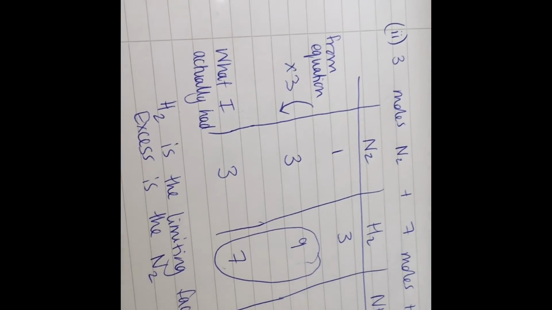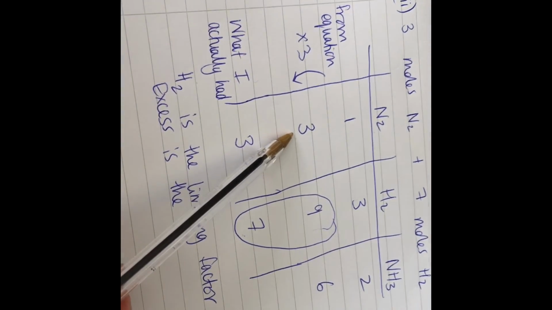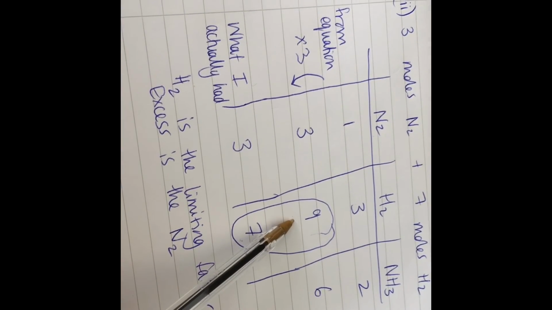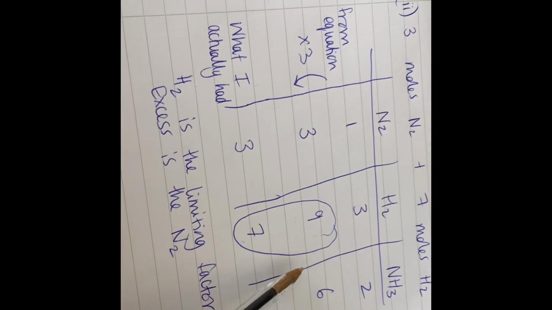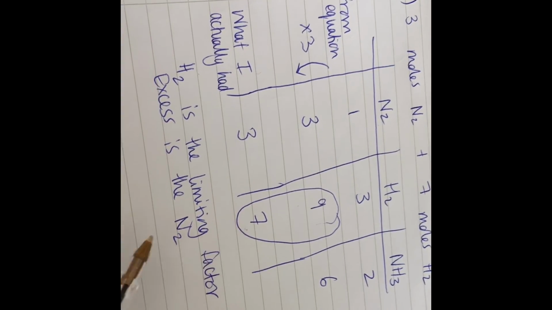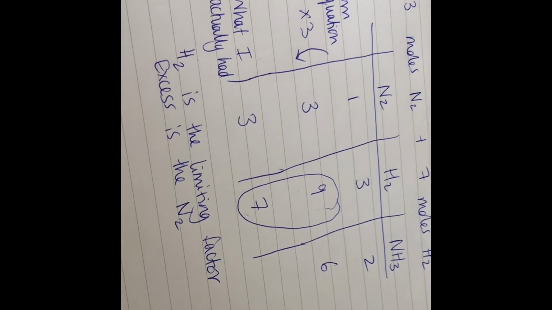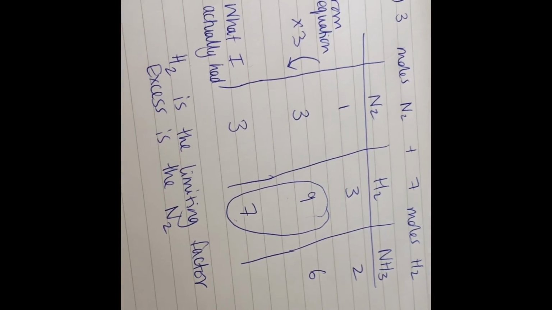So all this is kind of saying is if I actually wanted to have reacted all of the nitrogen, I'd have needed 9 moles of hydrogen exactly to react with that all. But I actually had less than that. So that is why it's our limiting factor. So we wouldn't have made a whole 6 moles of ammonia, would have made less. Hopefully that's helpful to you.